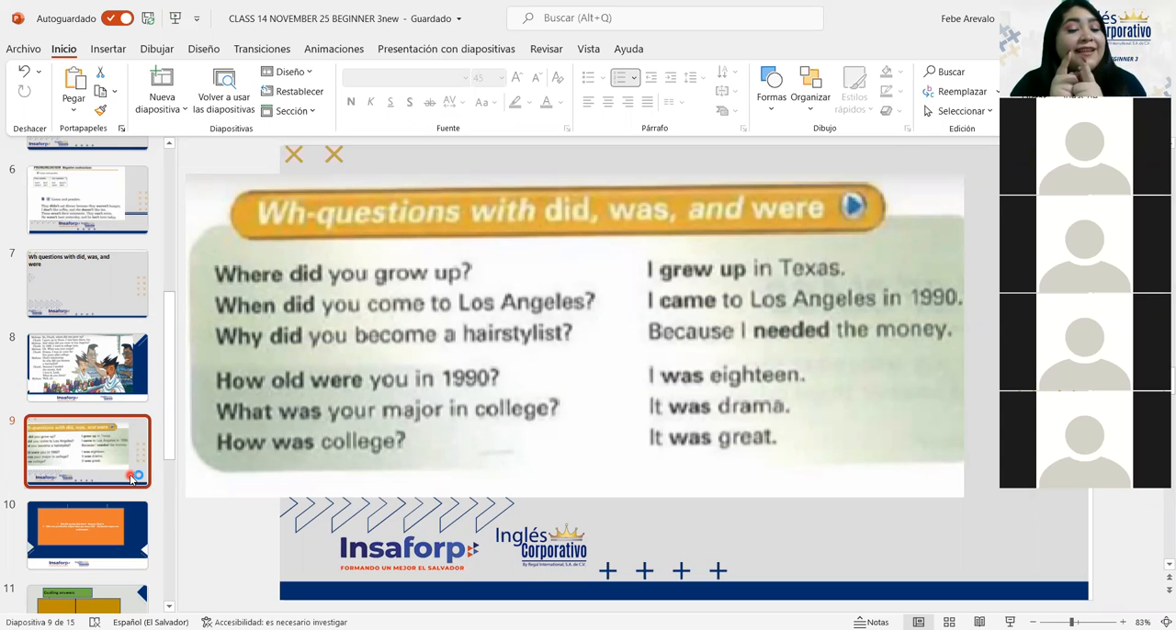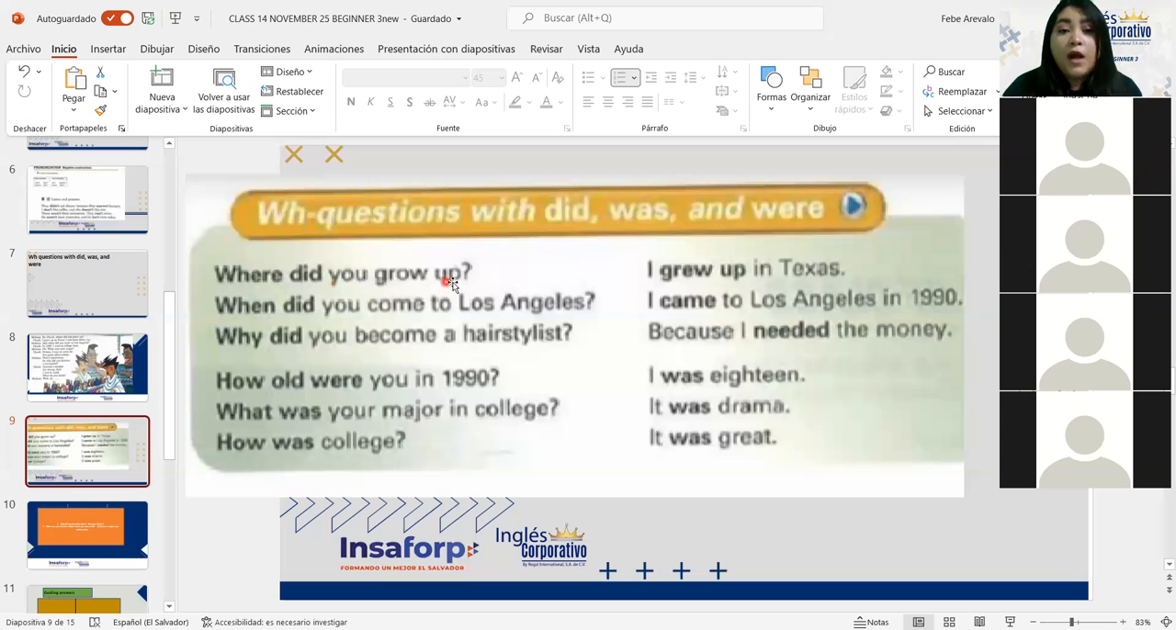Algo interesante que tienen estos tiempos gramaticales, right, es que podemos hacer uso de las palabras con WH, que ustedes ya las conocen bien. Sería el where, el why, when, how, what, right, which. Todas esas son palabras con WH, right? So, we have these examples.